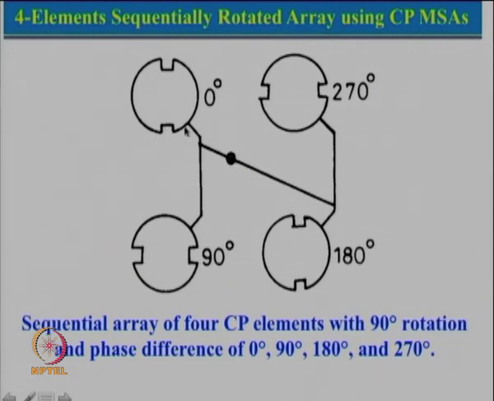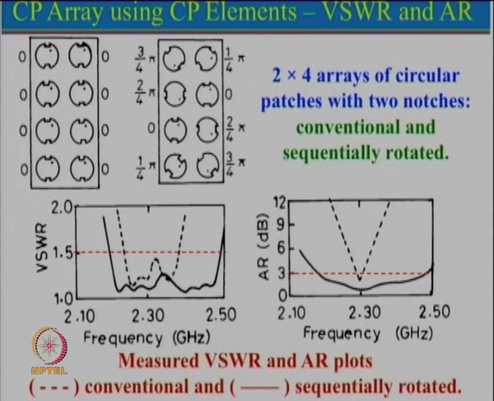However, if that is not possible, we can always use a lambda by 4 transformer at all these points to get a proper matching over here. Now, this gives us a fairly broadband configuration. But instead of showing the results of this here, I am going to show you the results of another configuration.